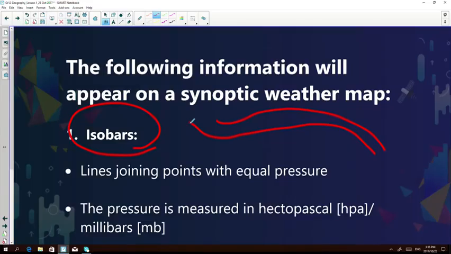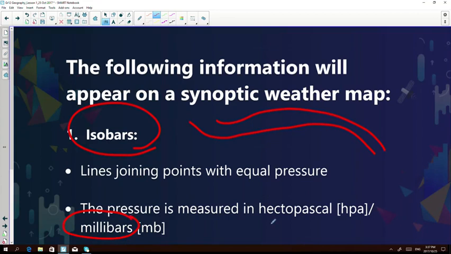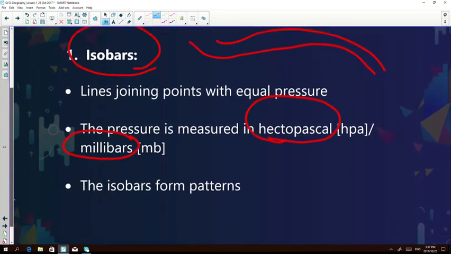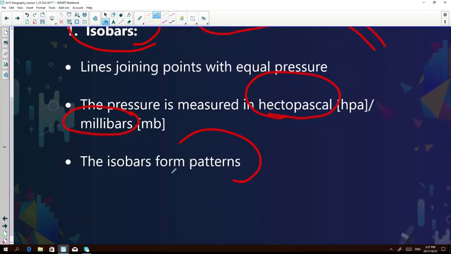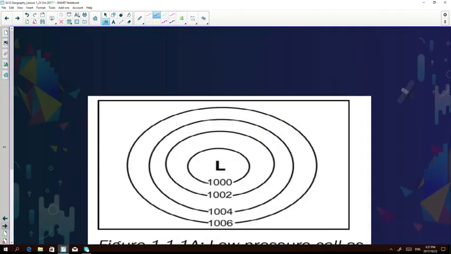For instance, in map work, you've learned about lines joining places with equal height on a map. Now, we're going to look at two things that are very important on a synoptic chart: the type of pressure systems that we find on them. Pressure is measured in millibars and hectopascals. The two pressures that I want to discuss with you today are the patterns that form over them. The first one I want to discuss is a low pressure.